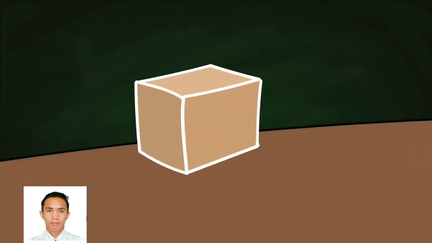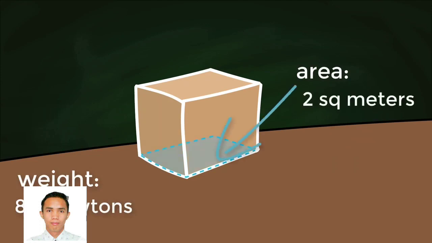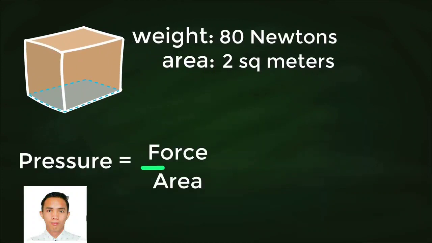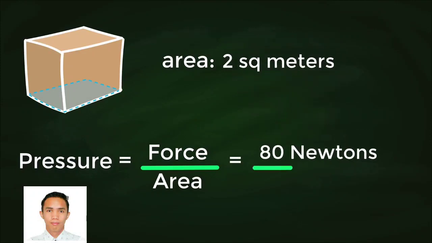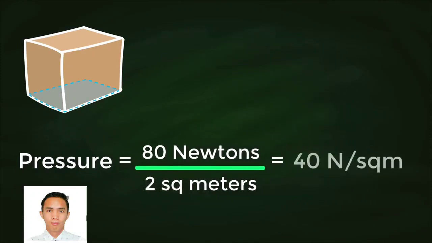Take this box for example. It has a weight of 80 newtons. The area of the box in contact with the tabletop is 2 square meters. You can see here 1 meter times 2 meters. Now if we substitute those values into our formula, we can work out that the pressure exerted by the box on the table is 80 newtons divided by 2 square meters, which equals 40 newtons per square meter.